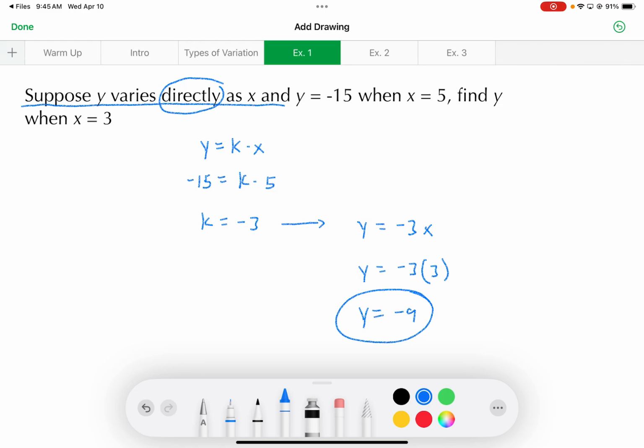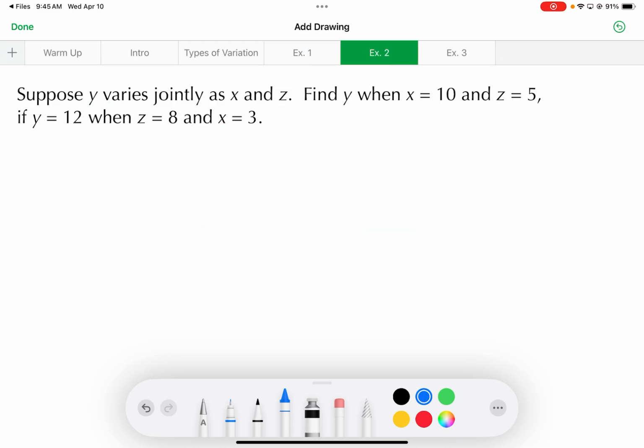All right, example 2 is very similar, but now we're using joint variation. We are varying jointly, so that tells me y is equal to k times x times z. I want to know what y is if x were 10 and z were 5. By also knowing that when y is 12, z has to be 8 and x has to be 3.